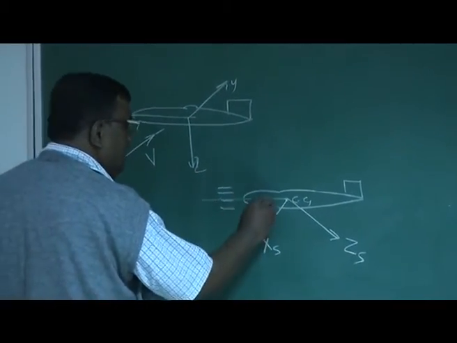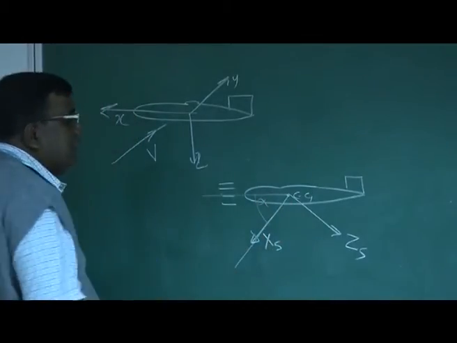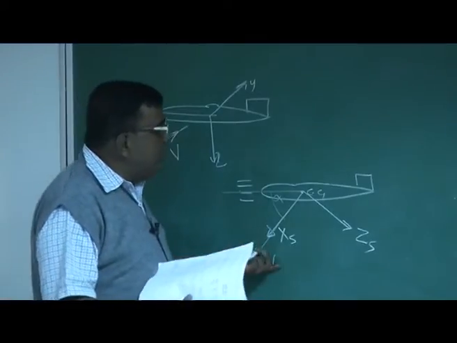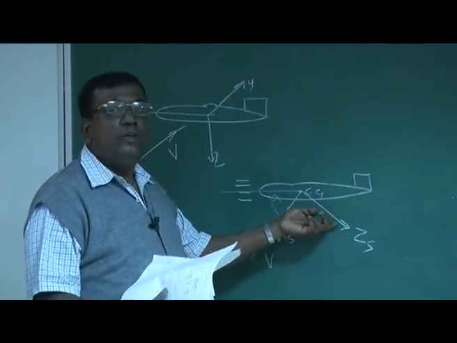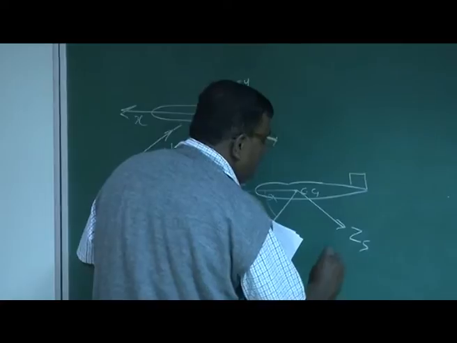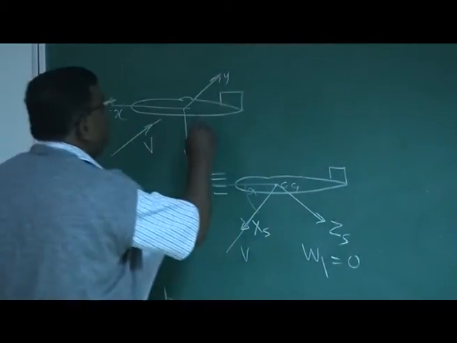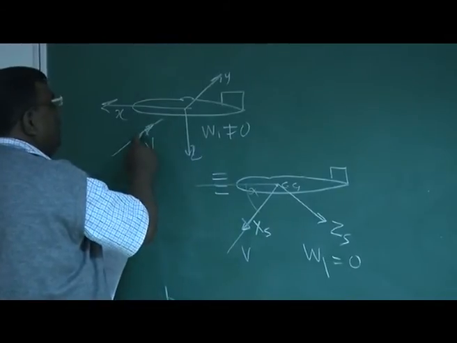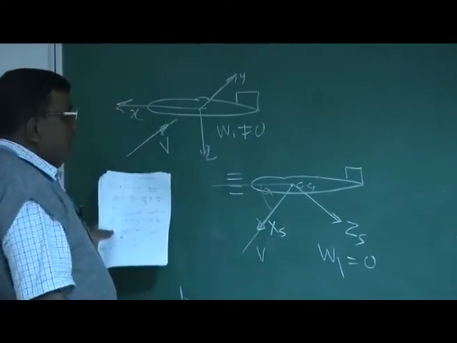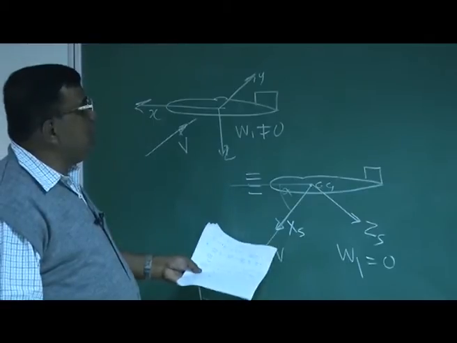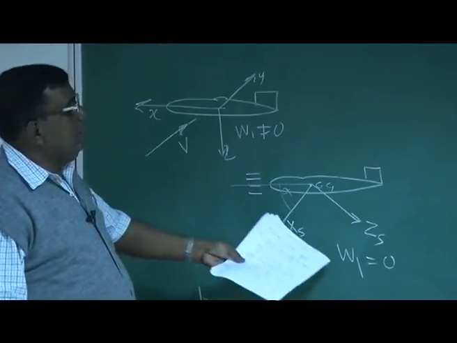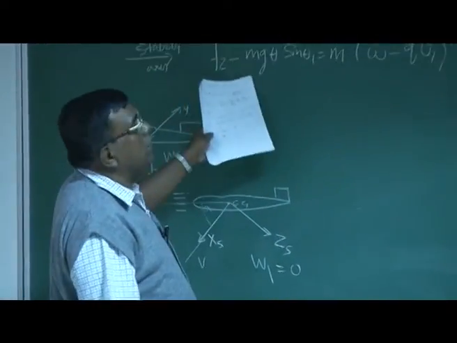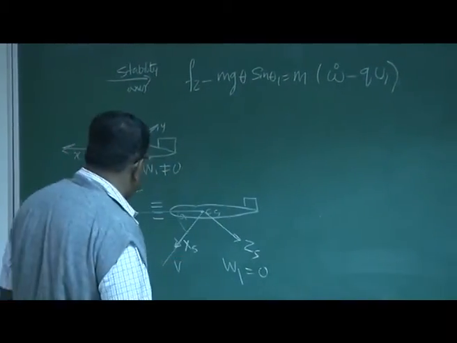Okay, so this becomes alpha. So I am keeping the x-axis aligned to the velocity vector. Why? Because then there is no component of velocity in the z direction. So w1 becomes 0. But here you see w1 is not equal to 0, because this is the velocity vector. There will be a component along the z direction. But here, by choosing the stability axis system, w1 becomes 0, so that after applying this, we got this final equation.